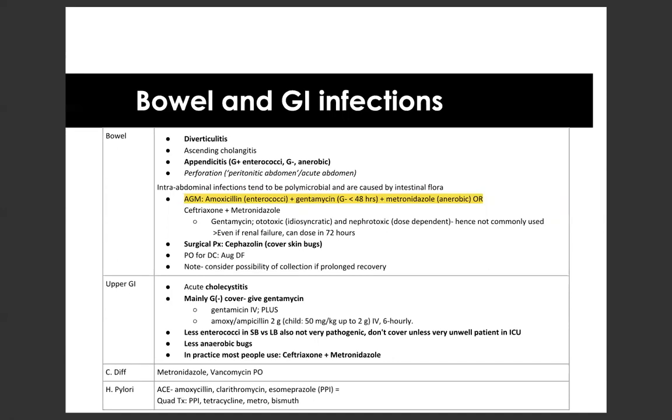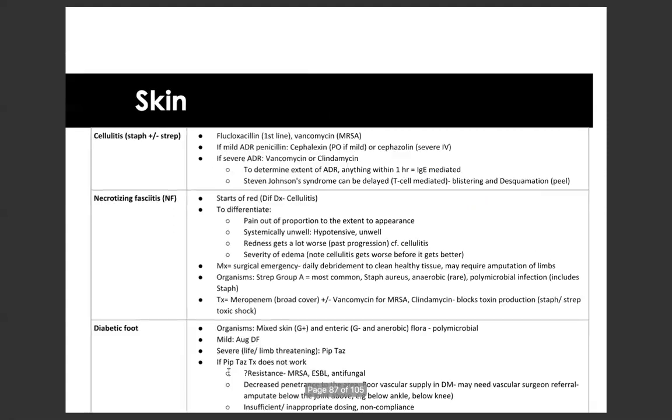And I just listed some other things. So C. diff, metronidazole and oral vancomycin. Important to remember that vancomycin has to be oral for C. diff, because if you give it IV, it's not going to be absorbed into the gut, so you have to give it orally. For H. pylori, the treatment of choice is ACE, so A for amoxicillin, C for clarithromycin, E for esomeprazole, and also the quadruple therapy as well.